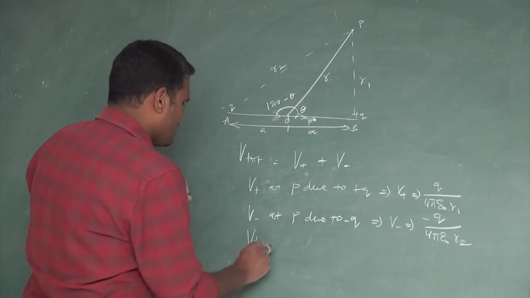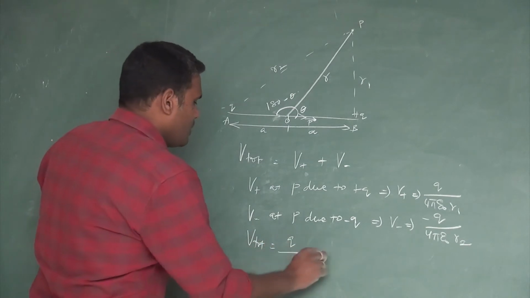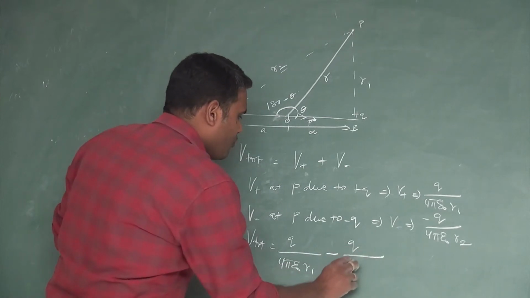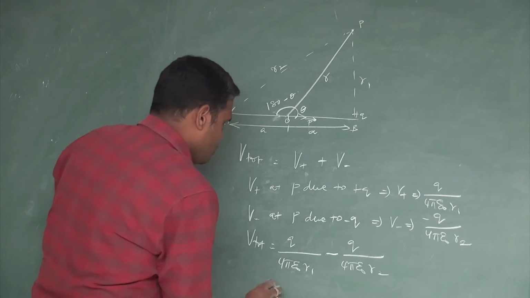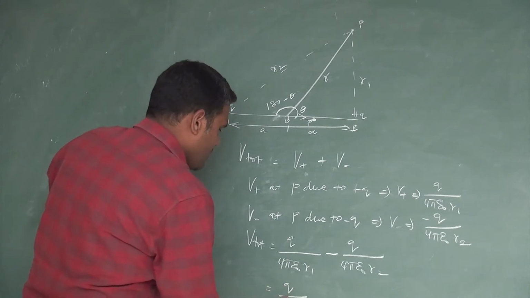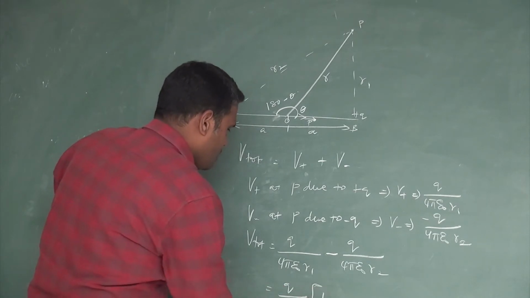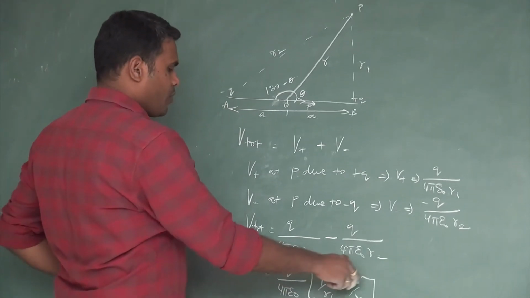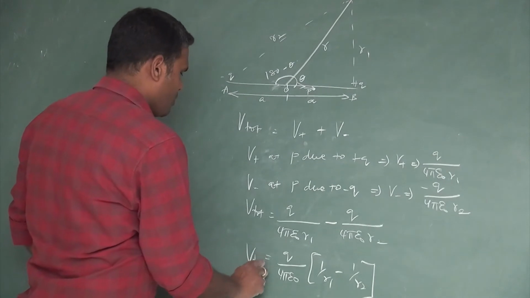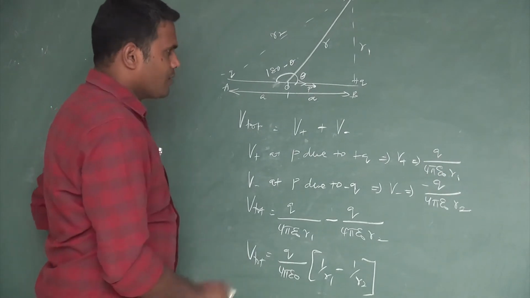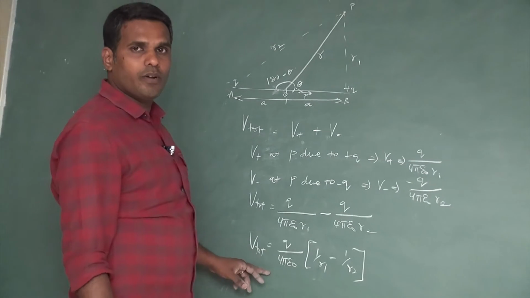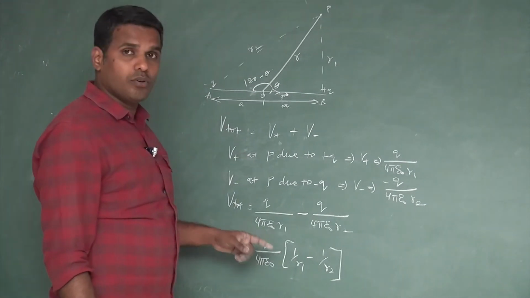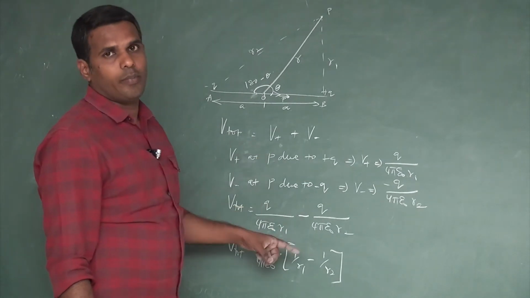So, total potential V total is equal to Q by 4 pi epsilon naught r1 minus Q by 4 pi epsilon naught r2. When I take Q by 4 pi epsilon naught out, I will have 1 by r1 minus 1 by r2 in the bracket, which will give you the total potential at the point P. So, very simple: V total equals Q by 4 pi epsilon naught into 1 by r1 minus 1 by r2. But we need to know the values of 1 by r1 and 1 by r2.